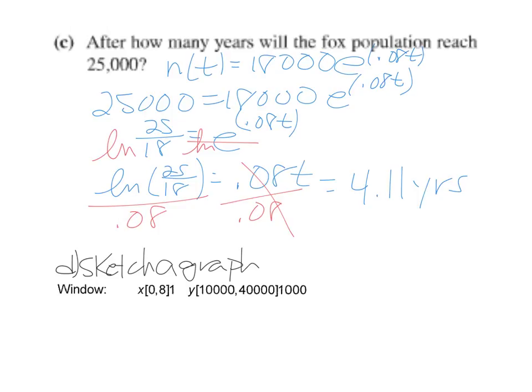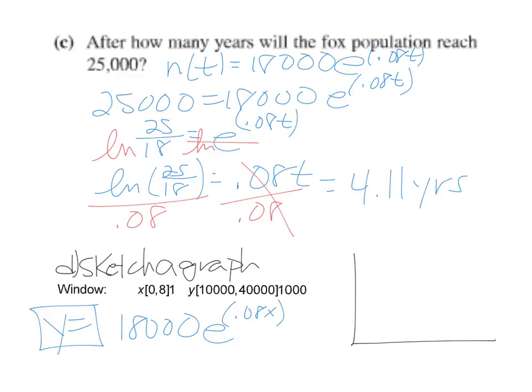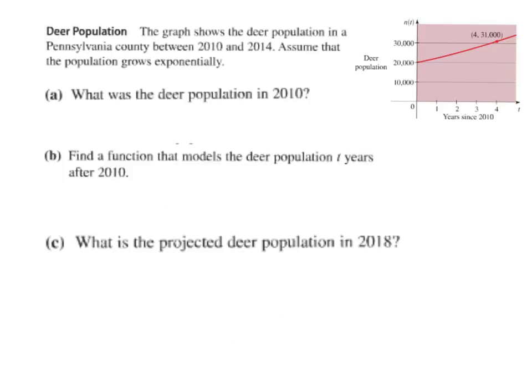Part D is to sketch a graph. So into the y equals, you'll put 18,000 e to the power of 0.08x. There's the window if you want to try graphing it, and you just do a little sketch of what you see on your calculator, and it'll look something like that.